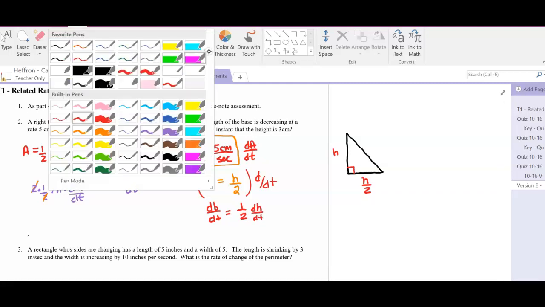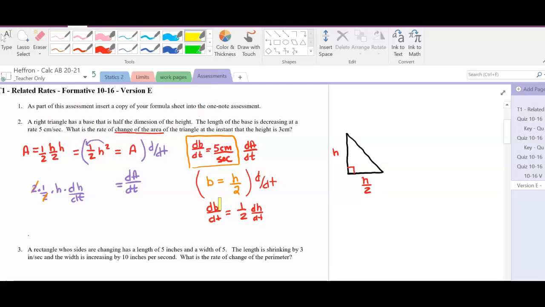Well, since they told us that dB/dt was 5 centimeters per second, I can replace this, and I can say 5 centimeters per second equals 1/2 dH/dt. Doubling everything, dH/dt equals 10 centimeters per second. Why did I want to double? Because I'm just going to multiply everything by 2 to get rid of that 1/2 there.